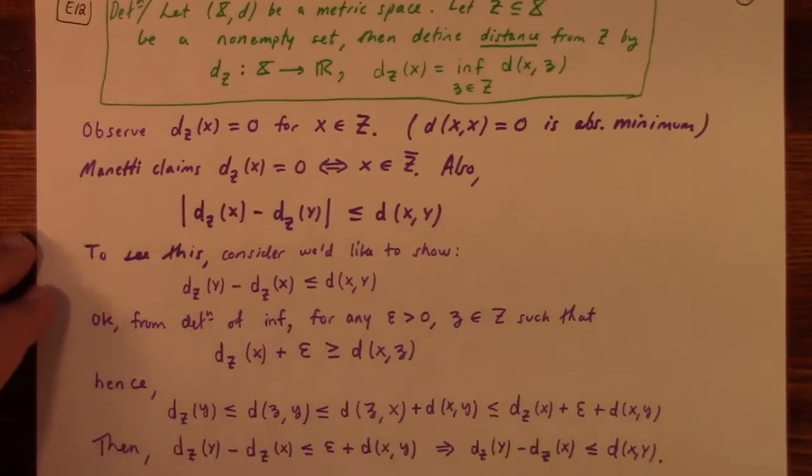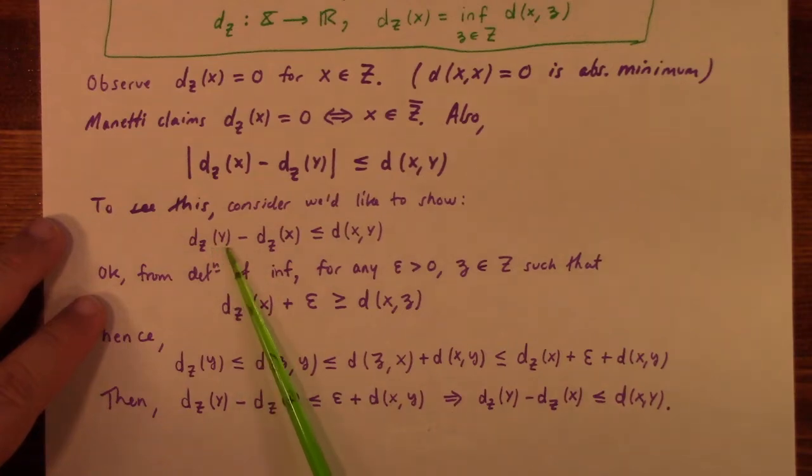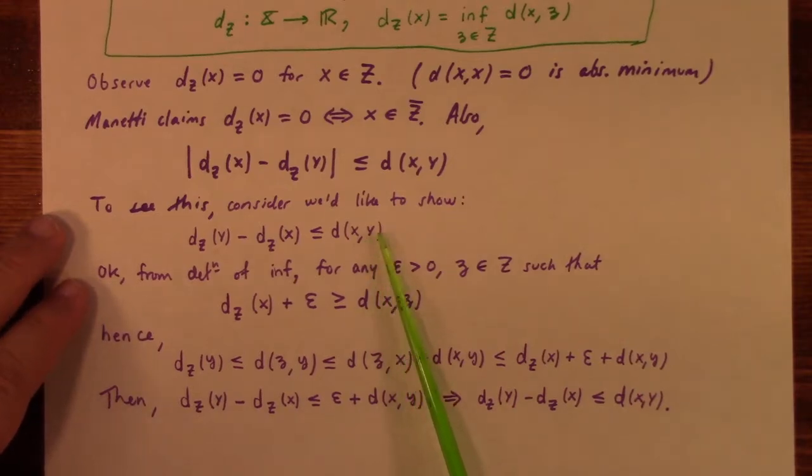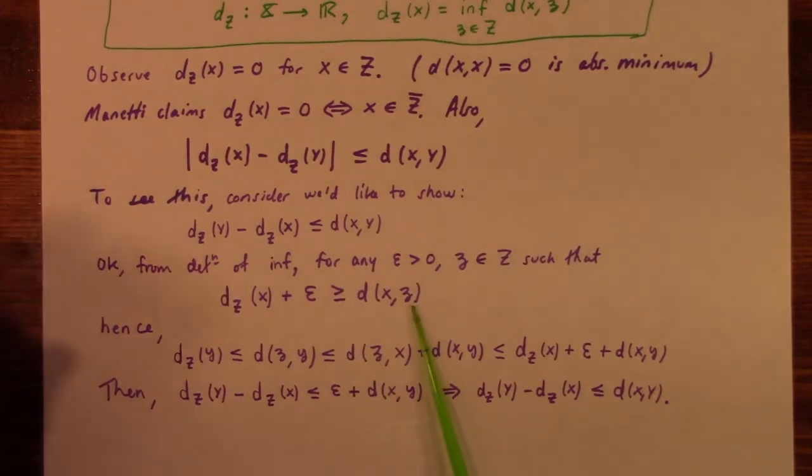So you start out with noticing that the distance from z to y minus the distance from z to x is less than or equal to the distance from x to y. I mean, you want to show that. That's not obvious. I'm still unfolding it here. So what we do know is that the distance from z to x plus some epsilon is going to be greater than the distance from x to z for all z, right? Because this is supposedly the inf, and this is a property of the infimum of a set. You can take the infimum of a set plus epsilon. It's going to be greater than or equal to anything you're finding the infimum of.